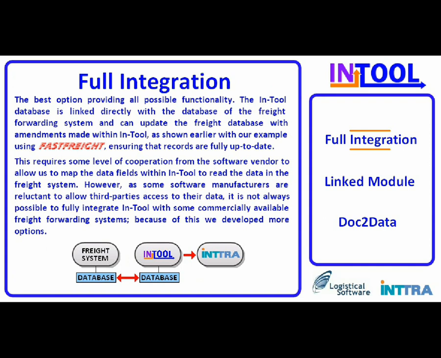Full integration. The best option, providing all possible functionality. The Intel database is linked directly with the database of the freight forwarding system and can update the freight database with amendments made within Intel, as shown earlier with our example using FastFreight, ensuring that records are fully up to date. This requires some level of cooperation from the software vendor to allow us to map the data fields within Intel to read the data in the freight system.